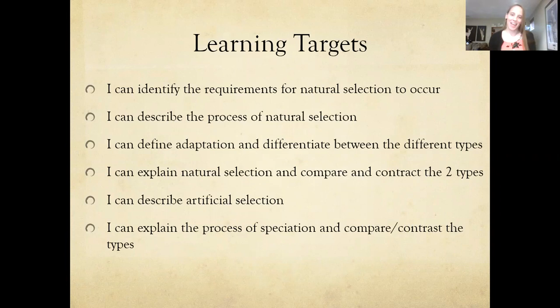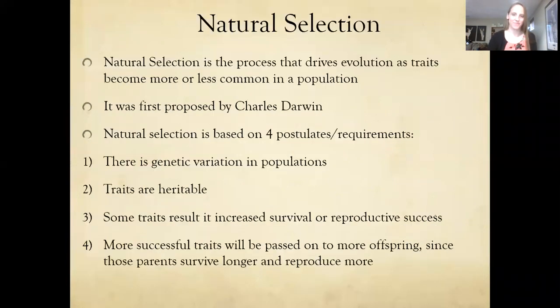You have to define adaptation and differentiate between the different types of adaptations. Then we're going to look at the different types of natural selection. We're going to briefly touch on artificial selection, and then we're going to look at the different types of speciation and what that is.